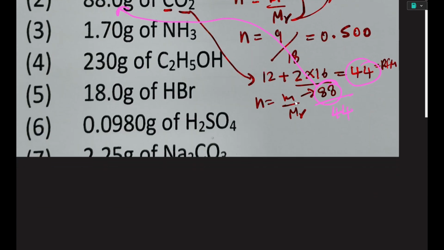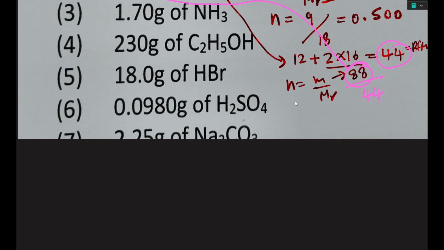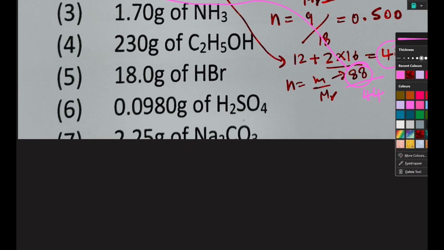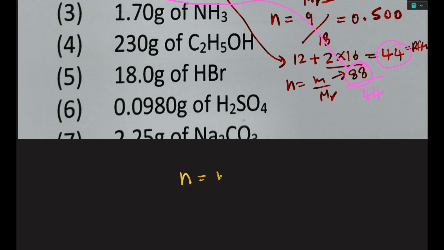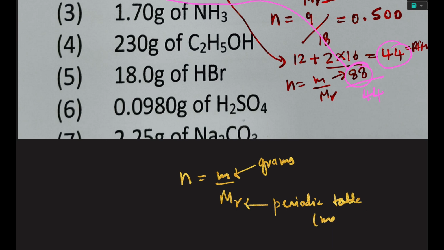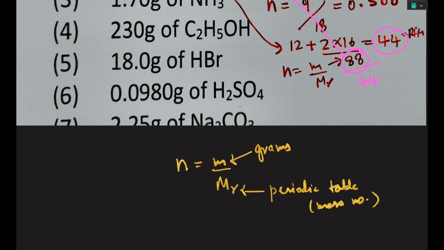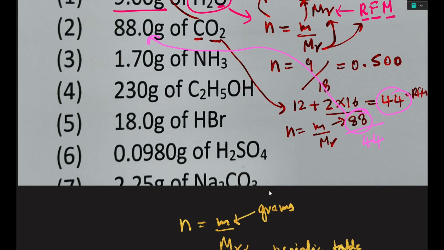So the short form, just write this down in your book while you're watching this video: n equals m over Mr. The mass must be in grams. The numbers must be from the periodic table, and you use the mass number of each element and add them up together to get the Mr. And you put that in the formula. End of the story. If you remember this, you should be fine.